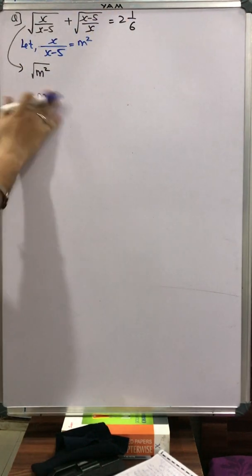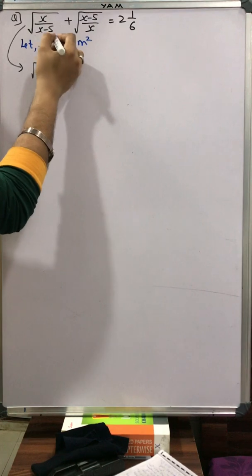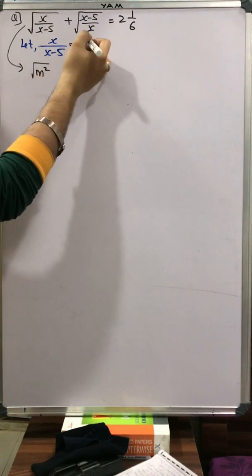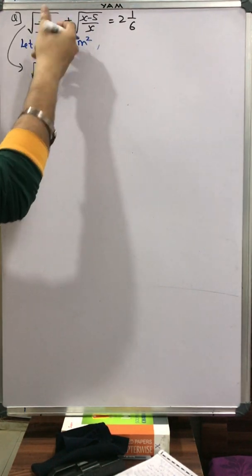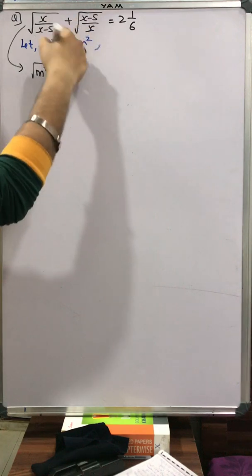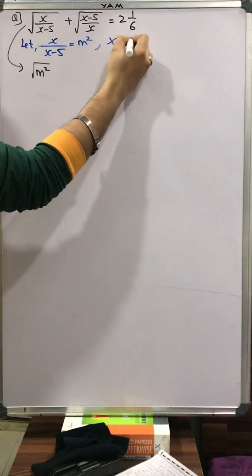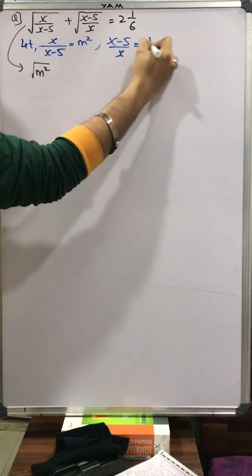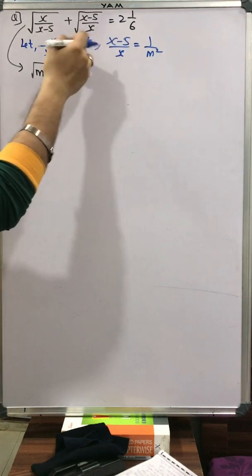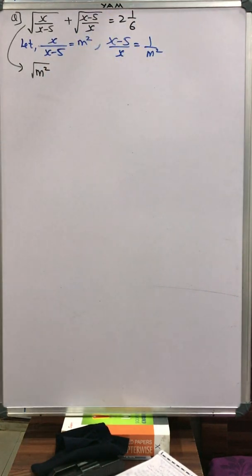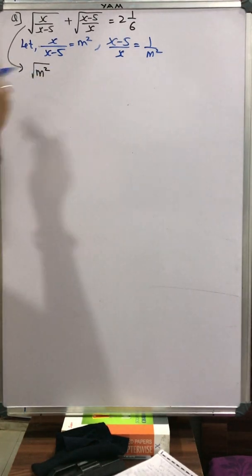Okay. Now tell me one thing. If x upon x minus 5 is equal to m square है, so if I reciprocate it, if I invert it, ulta, if I do so, x minus 5 upon x will be what? 1 upon m square. उल्टा कर दिए तो उल्टा हो जाएगा, 1 upon m square हो गया. That's it. ठीक है. Okay, now let's proceed now.